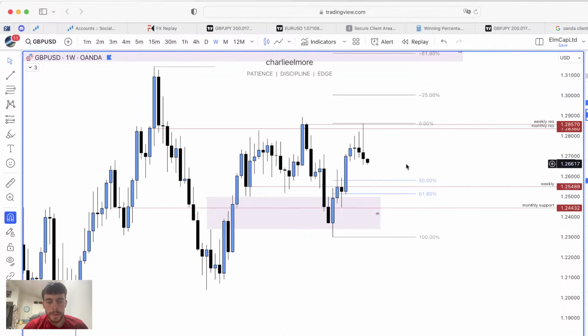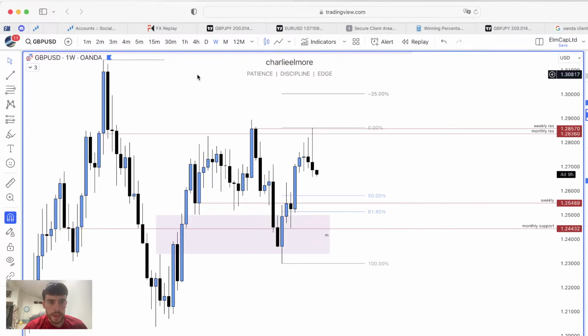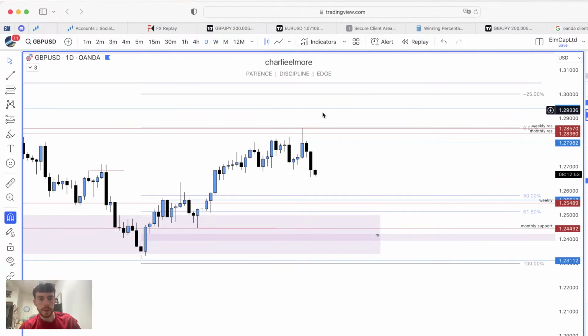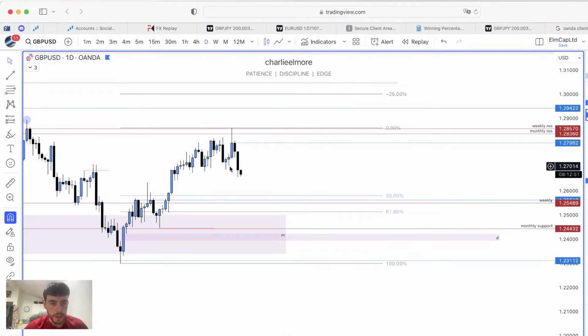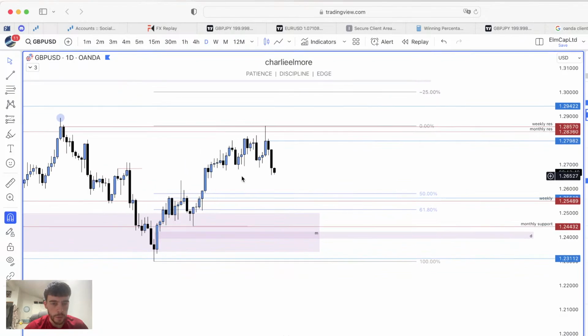So that's the weekly. Let's look at the daily. So we've broken these lows here. This was a level of liquidity as we outlined last week. So that's now been taken.